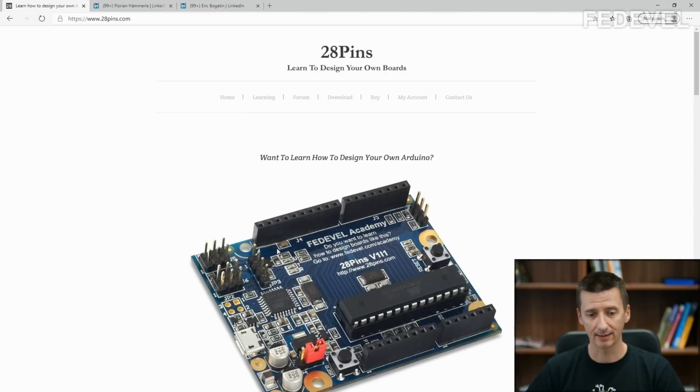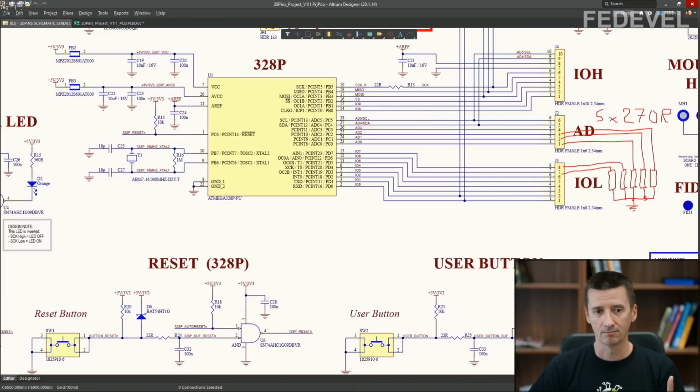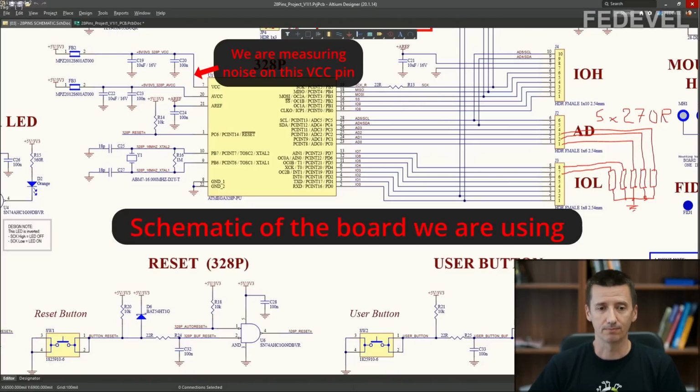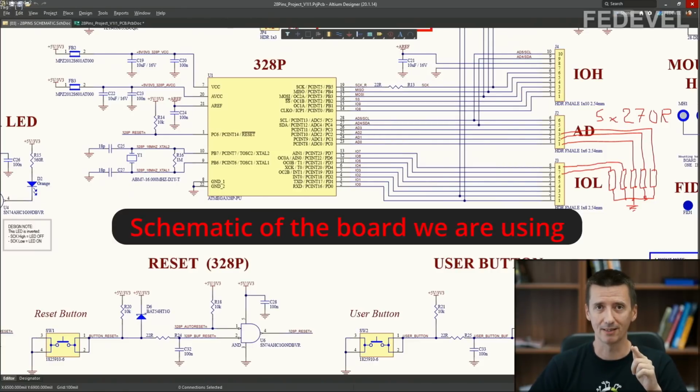We are going to connect this real board, and we are going to measure the noise on the VCC pin. Theoretically, there should be no real difference in the noise when you are switching outputs at 10 kilohertz, 50 kilohertz, or 100 kilohertz. But you will see in the real measurement that something really interesting happens.